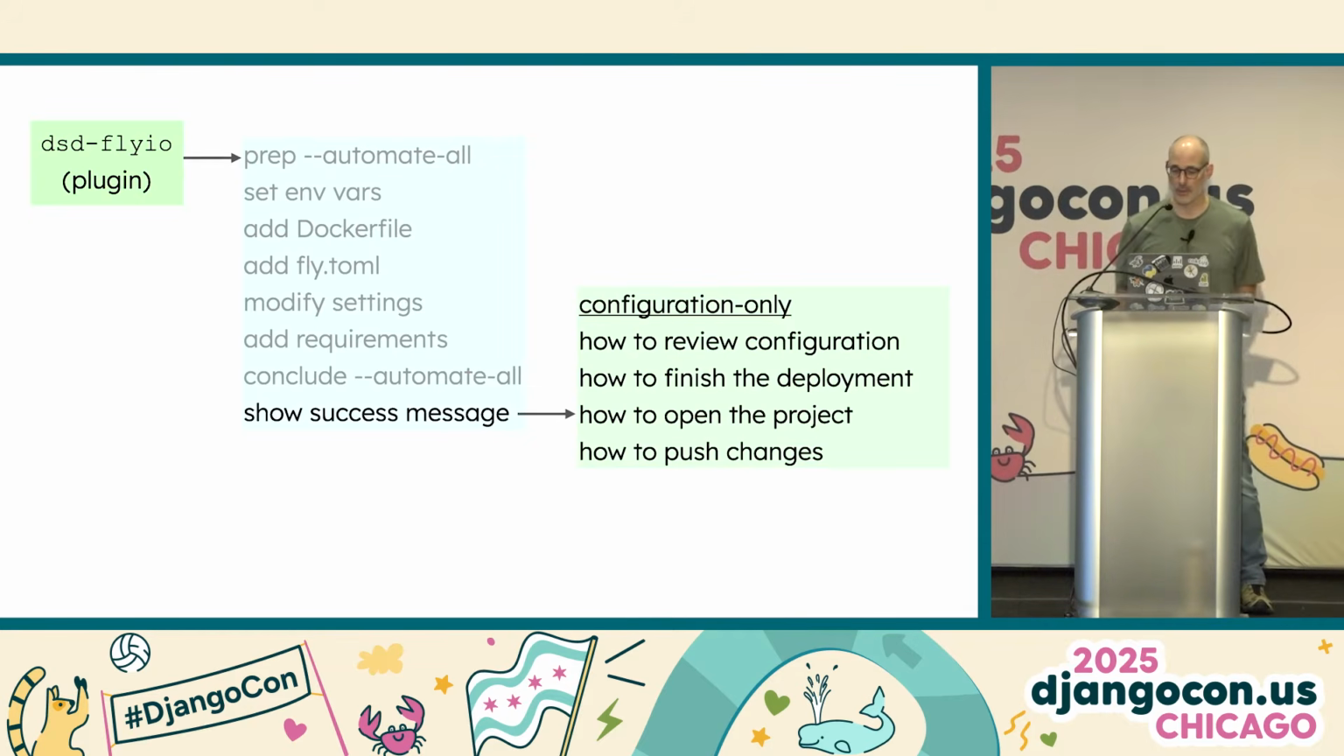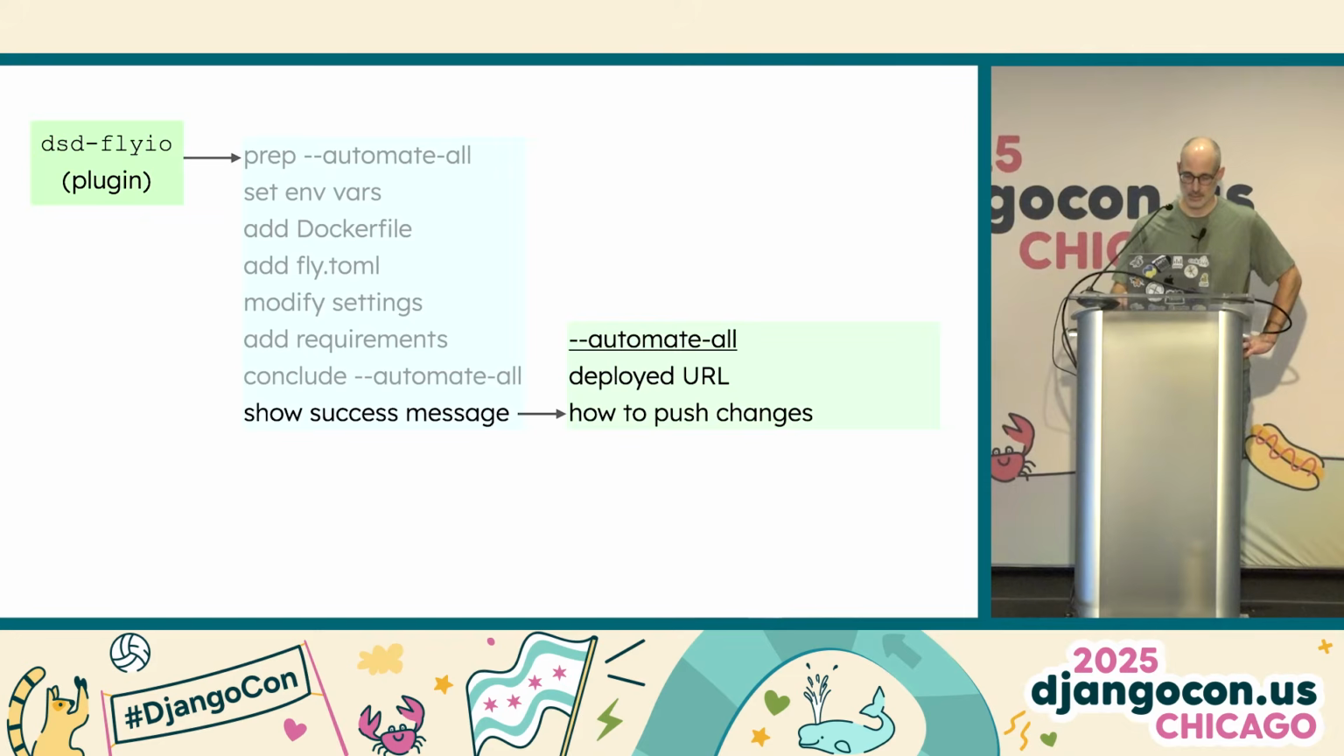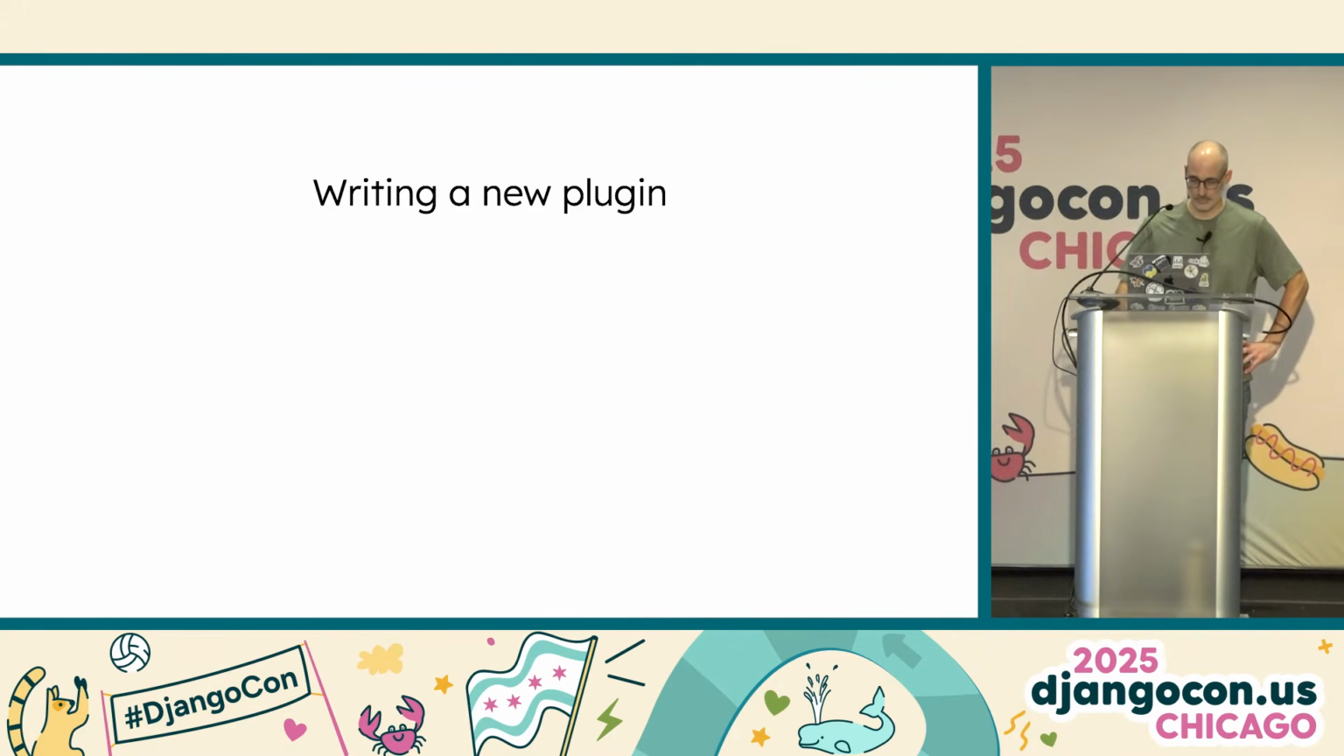In configuration-only mode, we tell people how to review the changes that were made. We also tell them how to finish the deployment. This usually means running a platform-specific push or deploy command. We tell them how to view their deployed project. This might be an open command along with the deployed URL that we grabbed earlier. Finally, we tell them in a big picture way how to push any changes they make from this point forward. This is usually something like commit your changes and run the push or deploy command. In the fully automated workflow, we display this deployed URL and tell the user how to push subsequent changes.